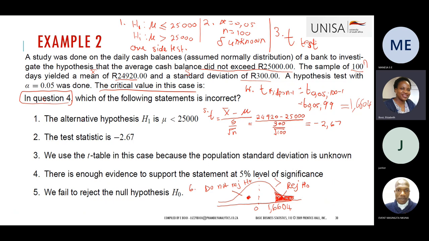So for statement number one, the alternative hypothesis, we know that it will be greater than because our null hypothesis is less than or equal. So this looks like the incorrect one. The test statistic is minus 2.7. We use the t-table because the population standard deviation is unknown. There is enough evidence to support the statement at alpha, because we were able to make a decision. We fail to reject the null hypothesis, and that is correct. So the only incorrect statement is option number one.